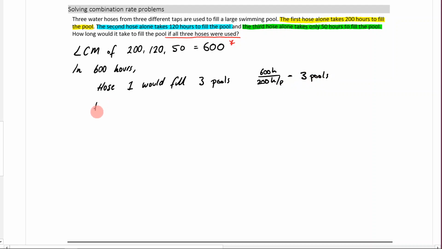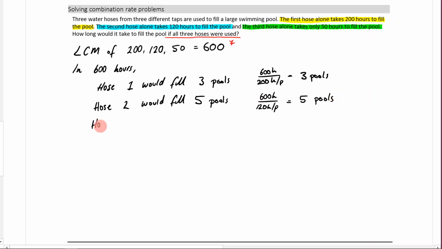Then you'd go, hose 2 would fill how many pools? Well, hose 2 takes 120 hours to fill 1 pool. So that means in 600 hours, it would fill 5 pools. So what maths am I doing here? I'm going 600 hours over 120 hours per pool, and that's going to be 5 pools. You can think about it as 60 divided by 12.